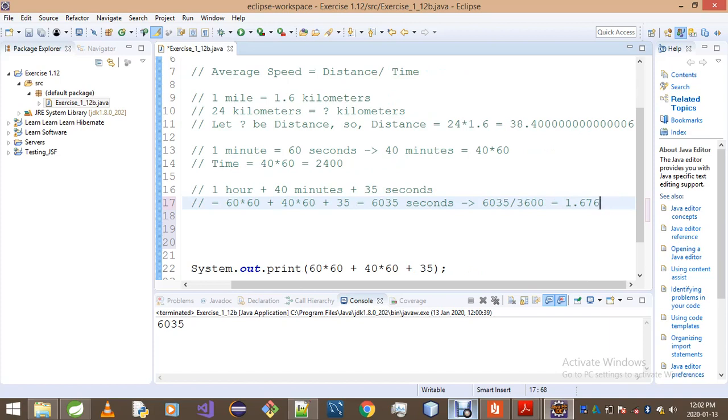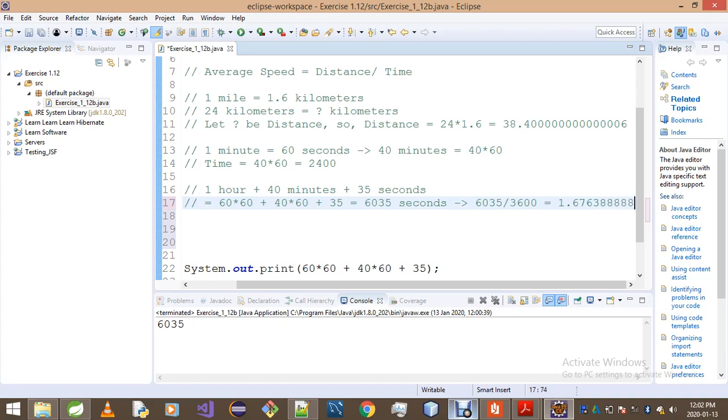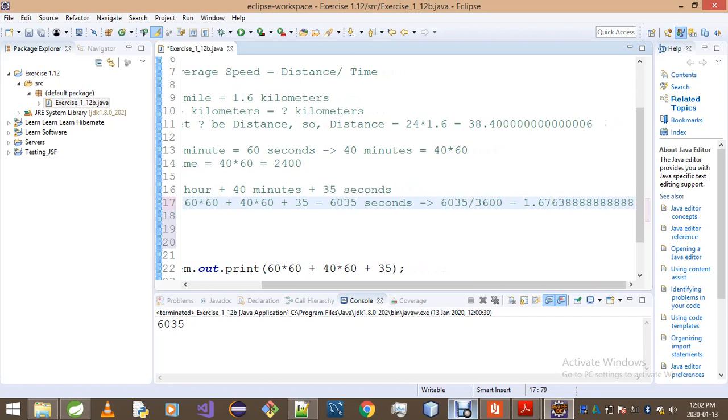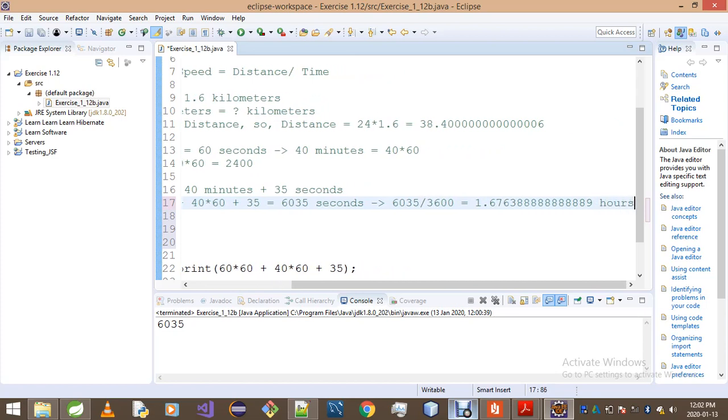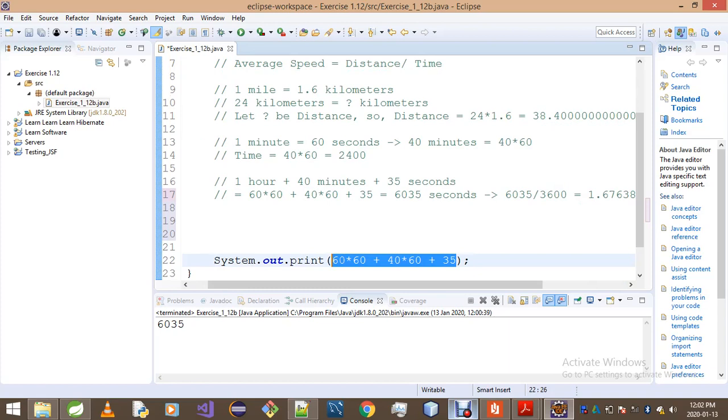So our answer is actually, based on my calculation, 1.676, again, 3, and we have how many 8s? 1, 2, 3, 4, 5, 6, 7, 8, 9, 10, 8. It's gonna be in the 9. 1, 2, 3, 4, 5, 6, 7, 8, 9, 10, and the 9 hours. This number is actually converted into hours. Again, if you don't trust my calculations, you can simply do this and then you run this in order to get that number.